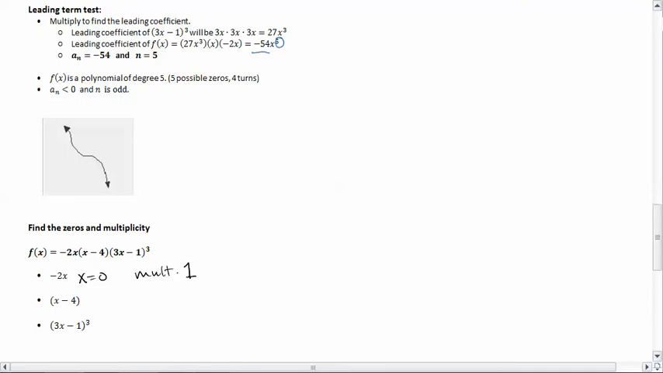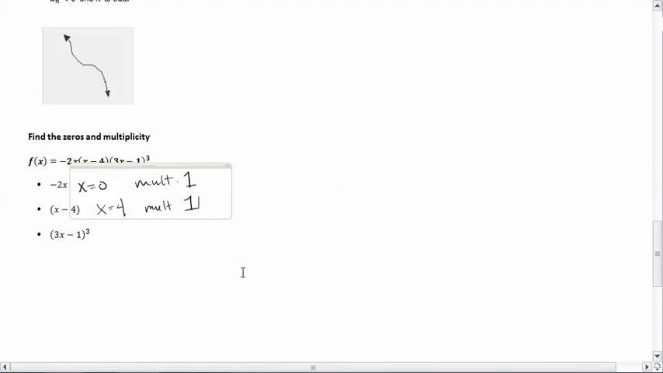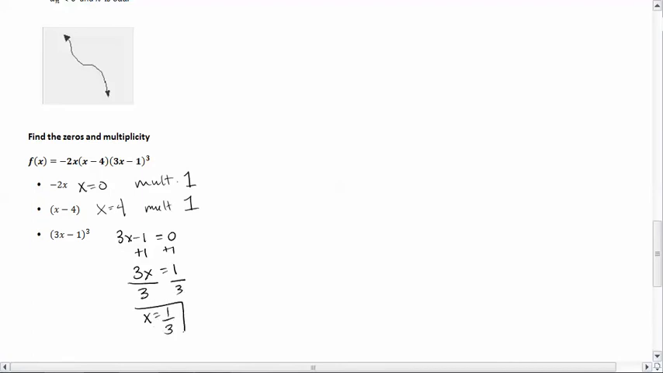For x minus 4, when does x minus 4 equal 0? Well, x minus 4 equals 0 at x equals positive 4, right? If you plugged in 4 minus 4, you get 0. This again is multiplicity 1. For the last term, we have (3x - 1)^3. And so that cubed is going to affect our multiplicity. It's not going to affect where our 0 is. Where our 0 is, we just say 3x minus 1. Where does that equal 0? Add 1 to both sides. 3x equals 1. We're going to divide by 3. We get x equals 1/3, a positive 1/3. And that has a multiplicity of 3.